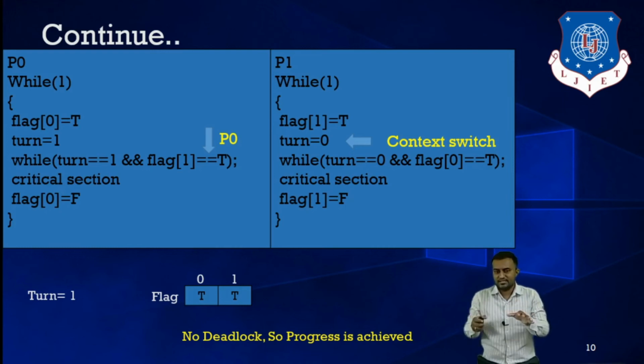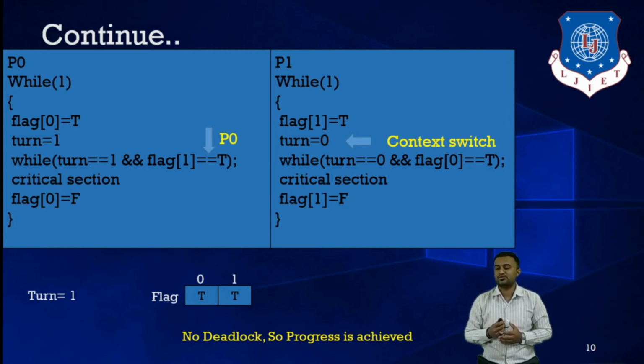In this case, P0 and P1 are both interested in entering the critical section. That's why they have requested. But P0 cannot enter the critical section right now. After some time, the context switches back to P1 and the remaining instructions of P1 will be executed. So the while condition again we need to check. Can P1 enter the critical section?